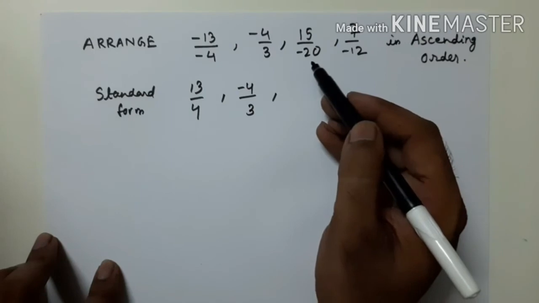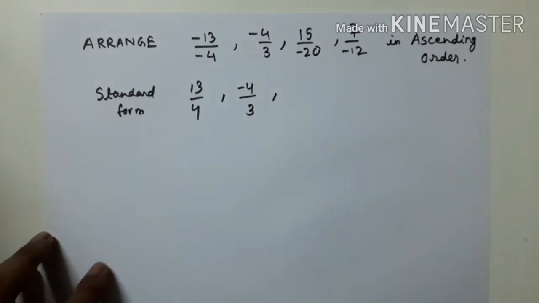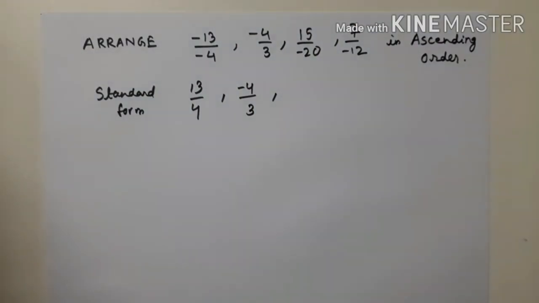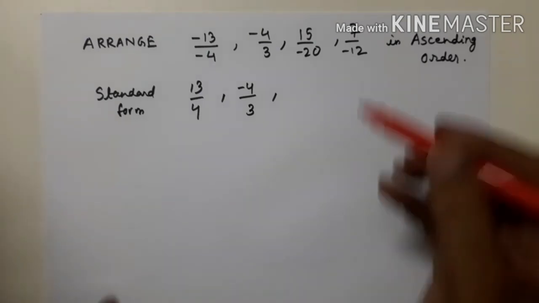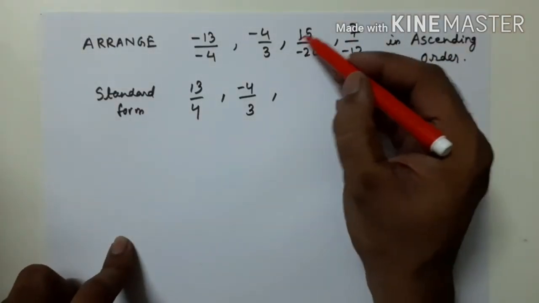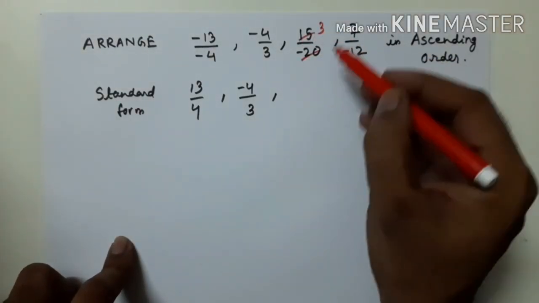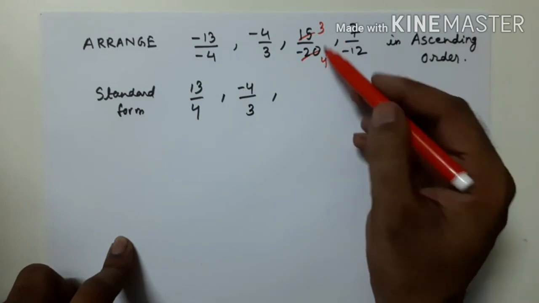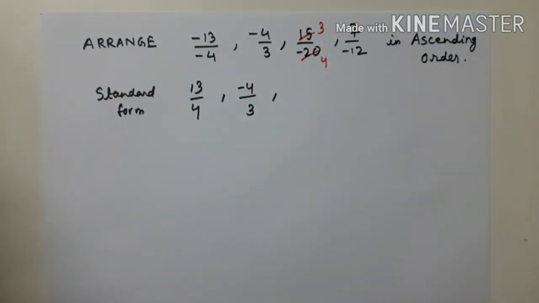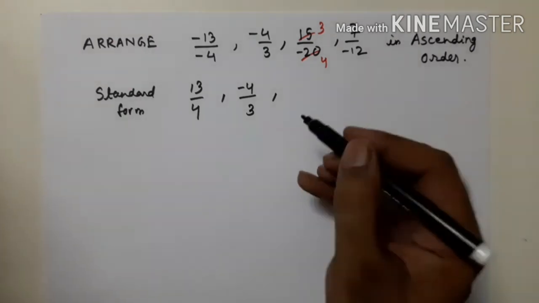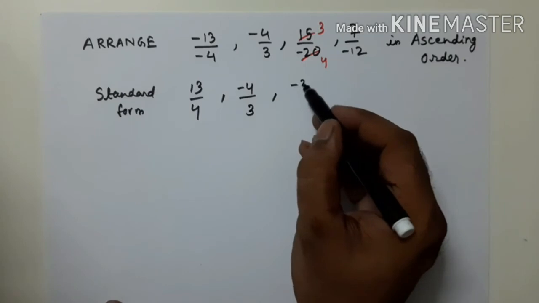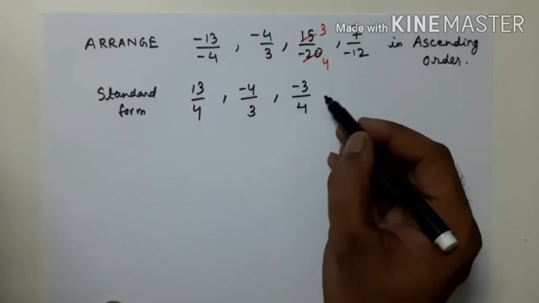15 by minus 20. Now you can see here, first thing is 15 and 20 are not co-primes. So we can cancel them. So 15 and 20 we can cancel by 5. So we get 5 3s are 15, 5 4s are 20. Now we get 3 by minus 4. But 3 by minus 4 we cannot write. We want a positive denominator. So instead of 3 by minus 4, we can write it as minus 3 by 4.